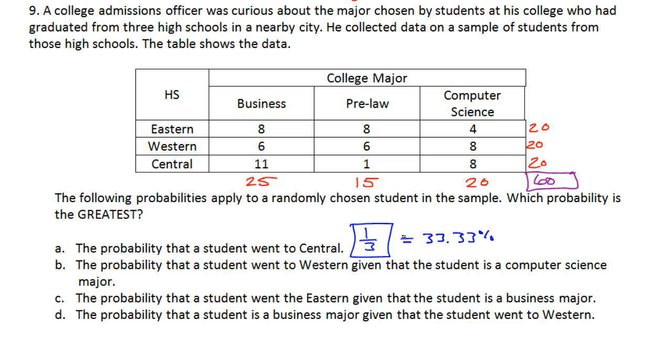33.33%, by the way. Now, what's the probability that a student went to Western, given that a student is a computer science major? If they say given, then that makes this my brand new universe for this question, which means for now, I'm going to ignore everything else.